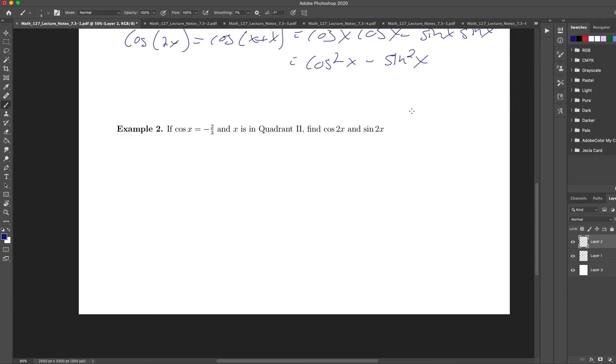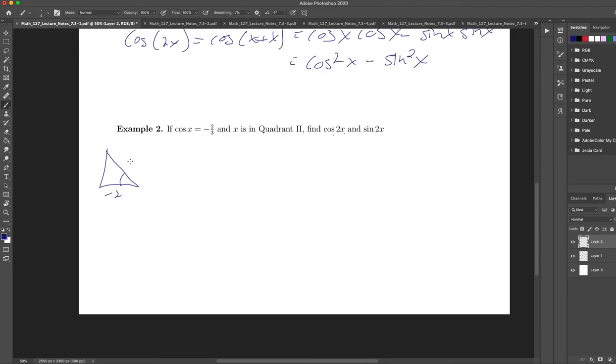Alright, so if cosine x is negative 2 over 3 in quadrant 2, find cosine of 2x and sine of 2x. Okay, so how do we do this? Here, we go ahead and make our triangle. This is in quadrant 2, so it opens this way.